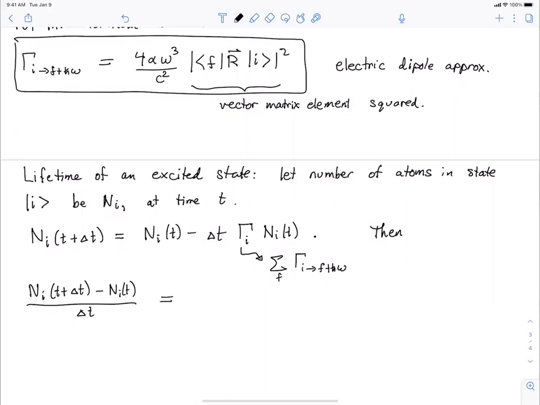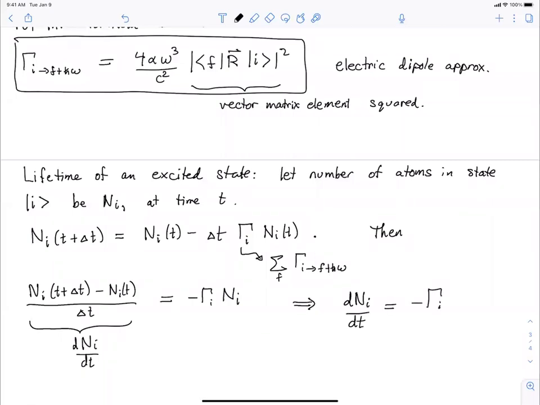Okay, that equals minus the rate for the state i times the number n_i. And the good thing about writing it this way is that, in the limit delta t goes to 0, that's the derivative of n sub i. And so what have we learned? We have a differential equation for the number of atoms present as a function of time. It just equals this summed rate times the number of atoms. And that's a great differential equation because we can write down the solution relatively easily.